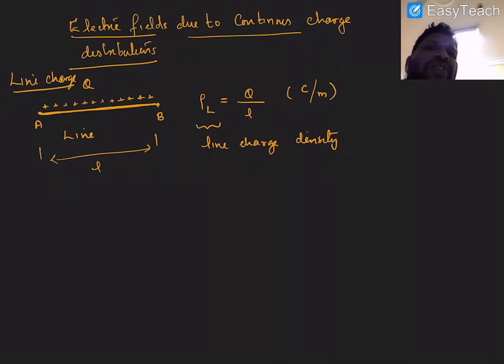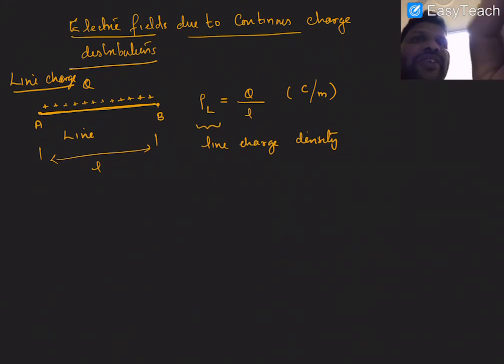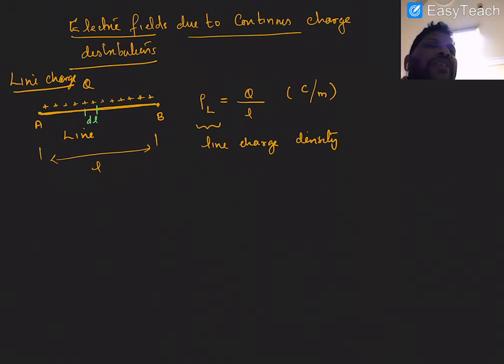The line charge distribution is the charge which is distributed over a line, and the charge density for the line charge distribution is given as charge per unit length, how much charge is distributed per unit length. Now we can consider the electric field due to this line charge. Let us consider a small differential length in the line, which is given as dl.